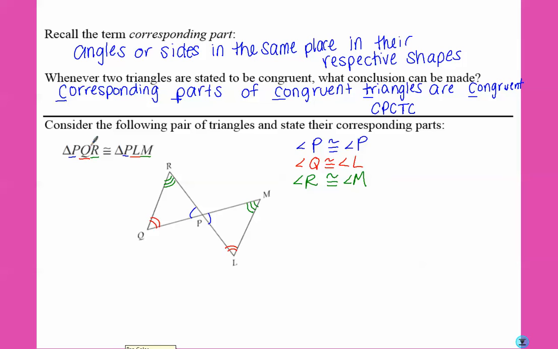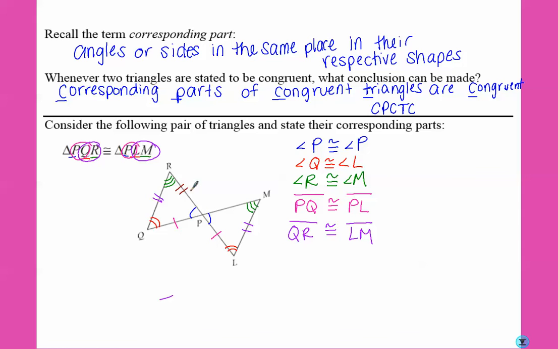As far as sides go, PQ came first and PL came first, so PQ and PL are congruent. The second two were QR and LM. QR and LM. Which leaves PR and PM to also be congruent.